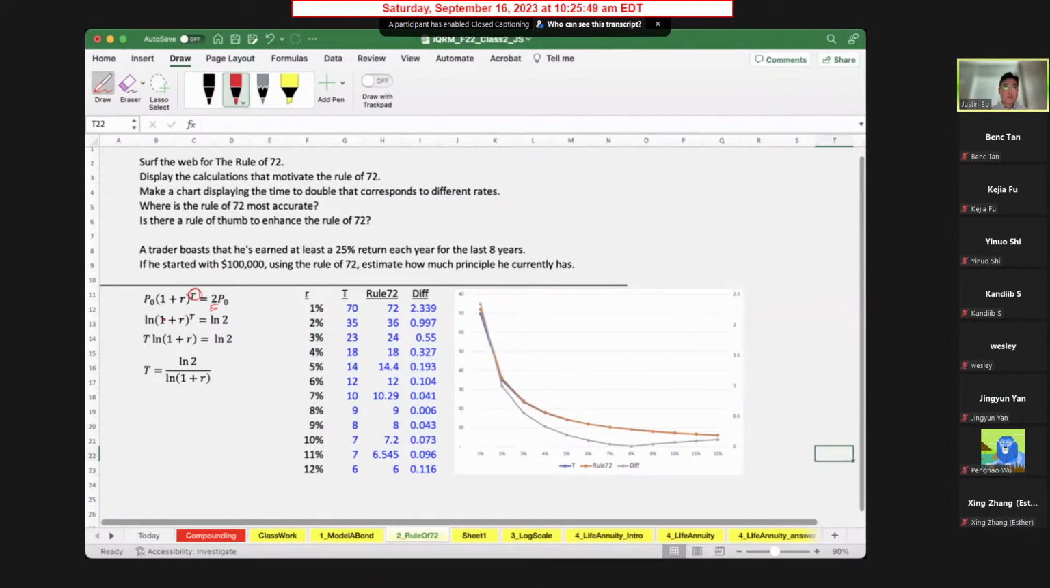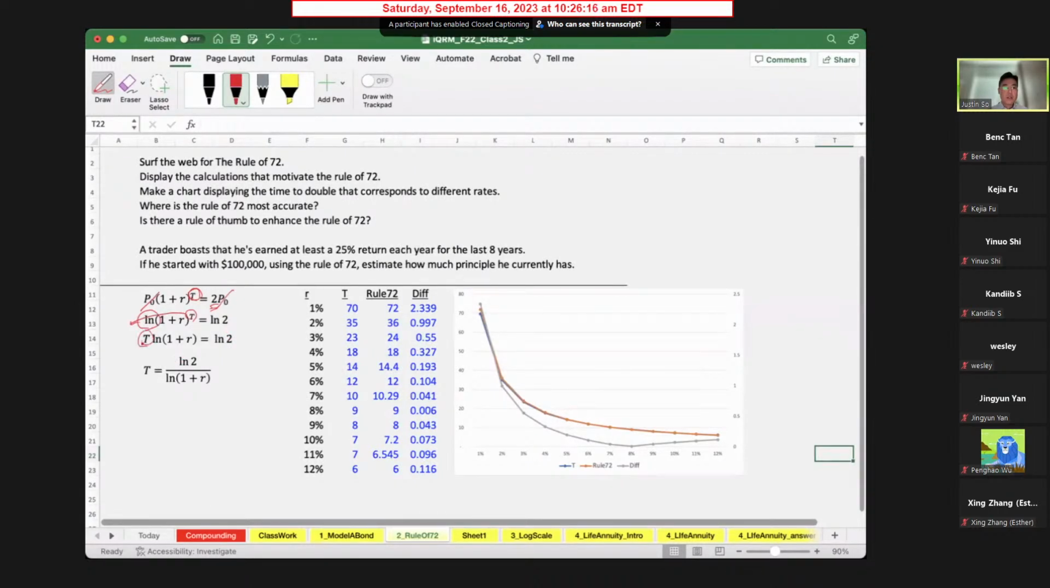In order to get the T, it's time to take a log on both sides. P0 is gone on both sides. Take the natural log, with the base of e. ln stands for that one, log. And then, as I told you, T, the power, can come down, so the power comes in front of the log. T log of 1 plus R equals log of 2.